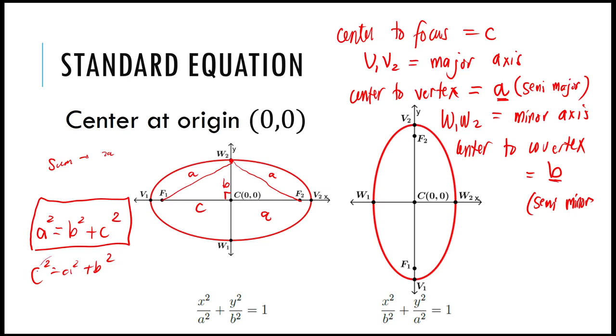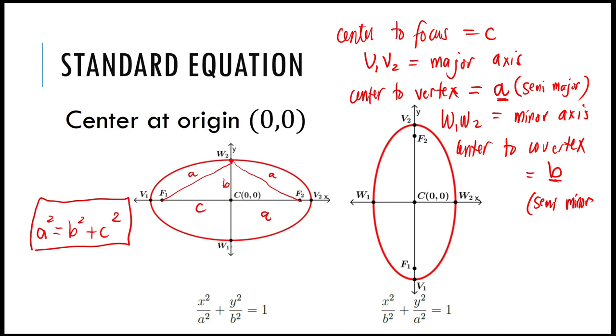Okay. So, yan po yung relationship ng A, B, and C. Ano po ulit yung A? Yun yung length ng semi-major axis. B, length ng semi-minor axis. C, the distance from focus to center.